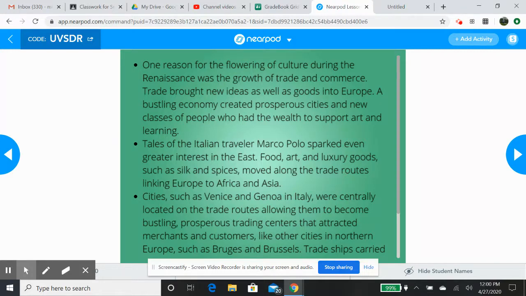So this bustling economy creates these prosperous cities and new classes of people who had the wealth to support art and learning. This happens in America too, and I'm sure I'm boring you to death with this, but cities like Cleveland, Toledo, Cincinnati, Kansas City. You can go all the way across the United States of America, and these cities popped up because of shipping, rail, or railroads.